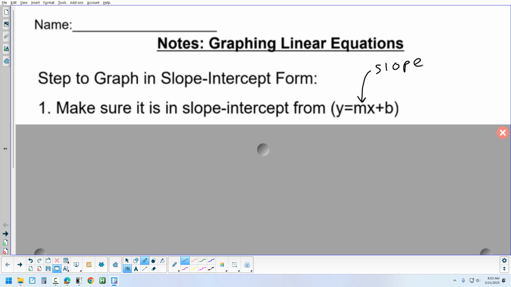And the slope describes basically how steep the line is. So we'll talk a little about that. And what about B? That's the y-intercept. The y-intercept, when you draw a line, is where your graph crosses the y-axis.